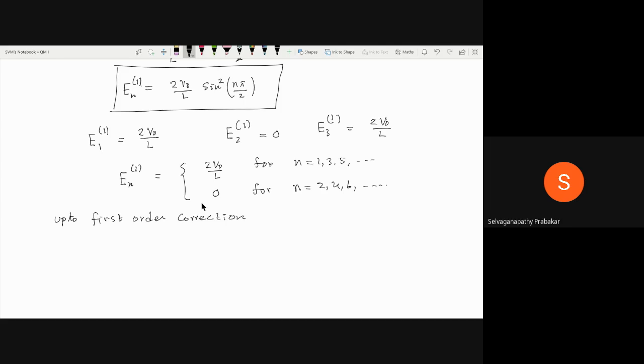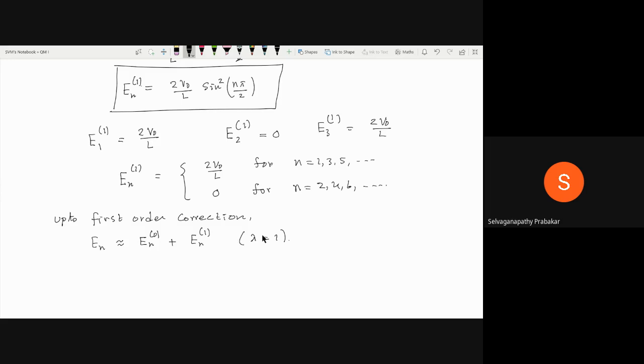What was the question? Up to first order correction, your energy En is approximately En0 plus this En1. I am assuming that we will use the full perturbation. That means I set lambda equal to 1, in which case this will be En0 plus En1. So En0 is already known to us, and En1 is given by this expression.